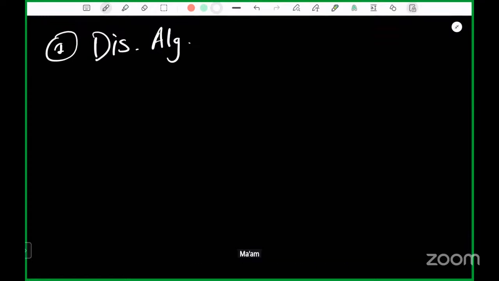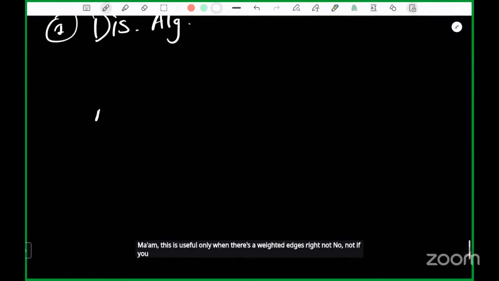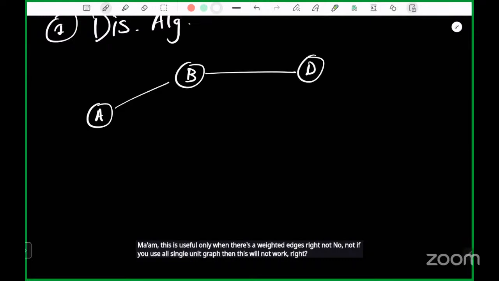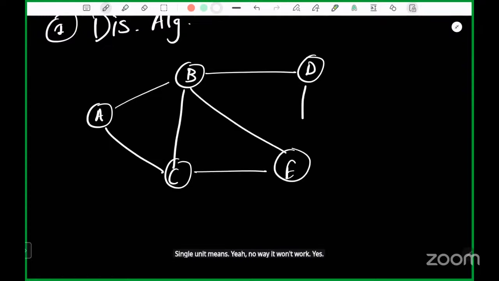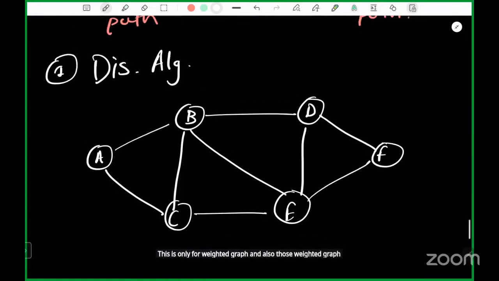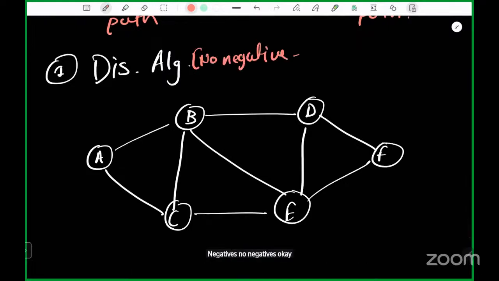Ma'am, this is useful only when there are weighted edges, right? If it is an unweighted graph, then this will not work. So this is only for weighted graphs, and those weighted graphs with no negative edges, because negative edges will create a problem.